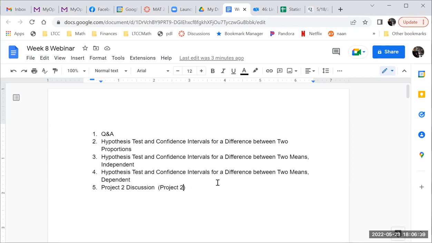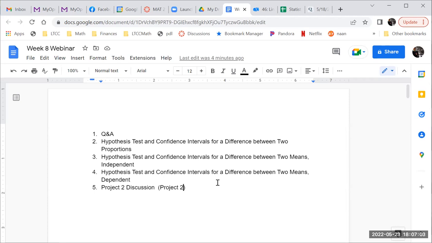I was a little bit unclear on when there's a claim, which one do I turn into the null hypothesis? Okay, so the first thing is the null hypothesis always has an equal sign. The null hypothesis is what you're trying to show is not true. And the alternative hypothesis is what you're going to try to show is true.